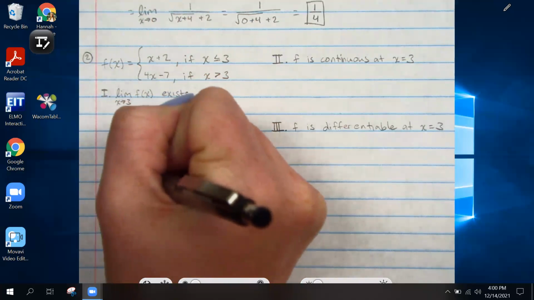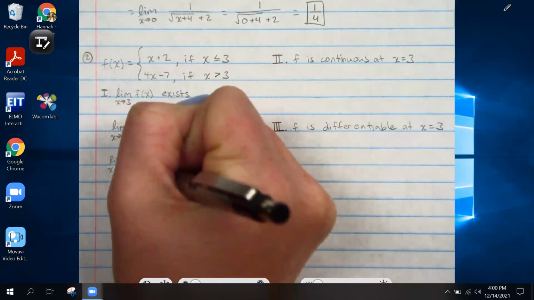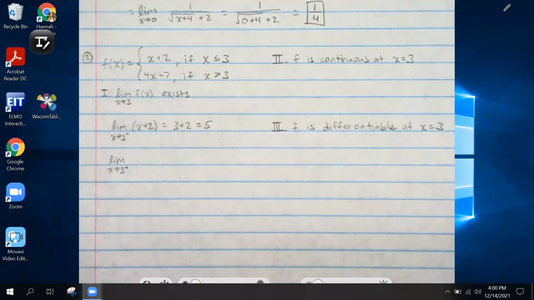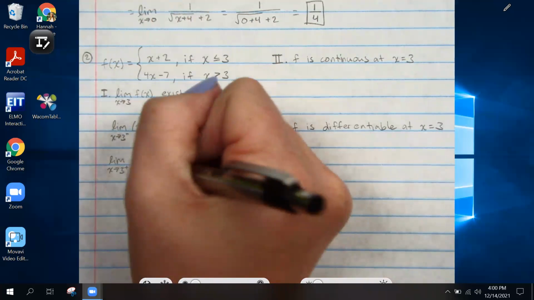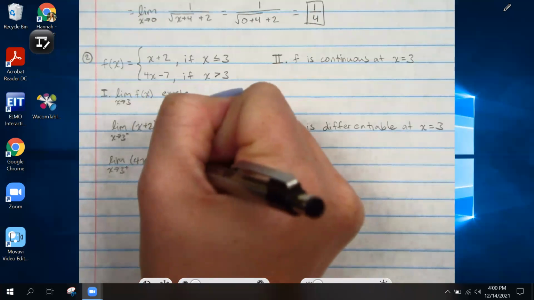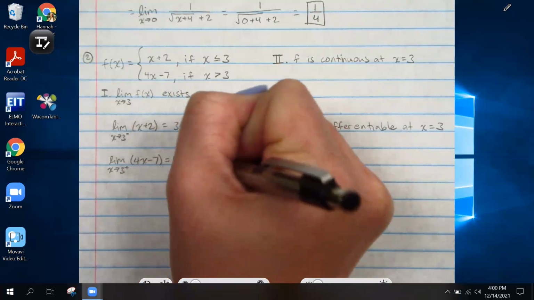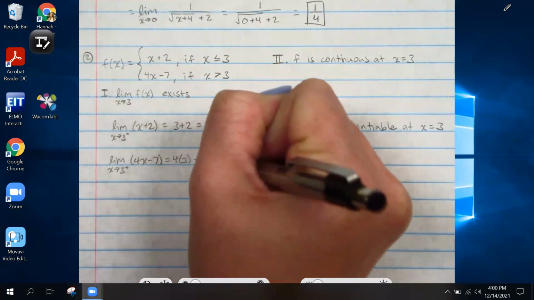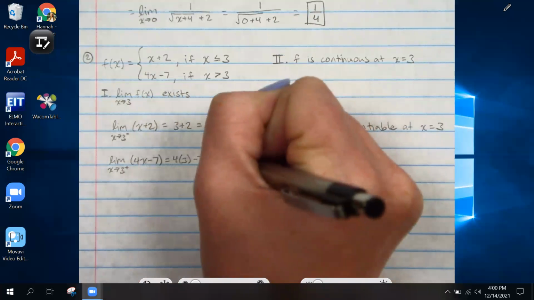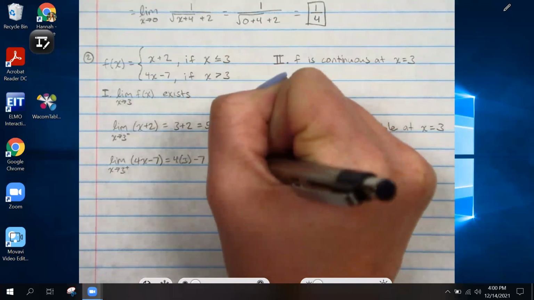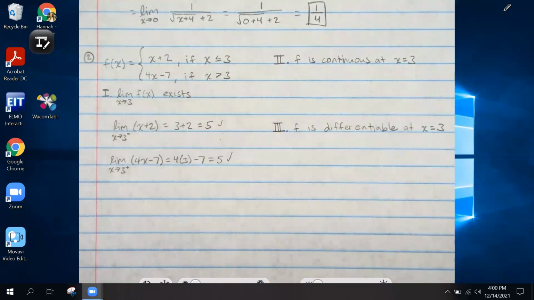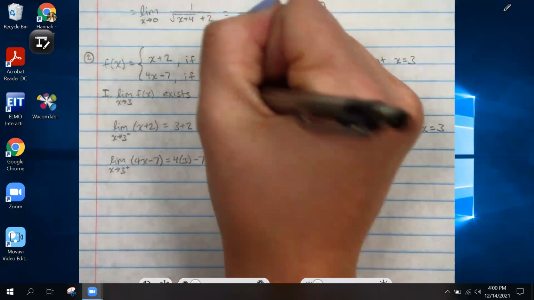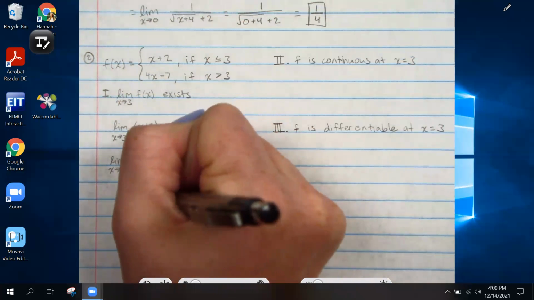We look at the limit as x approaches 3 from the right. That means we're looking at x values greater than 3. So we're going to be using 4x minus 7. Plug 3 in. 12 minus 7 is also 5. So because the 2 one-sided limits are equal, that means the regular limit does exist. So this one would be true.